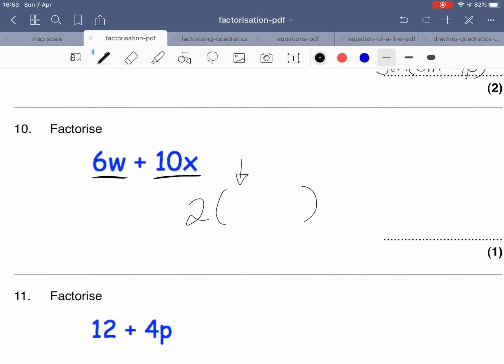Then 2 times the first bit. 2 times what is 6w? So we know 2 times 3 is 6, but you need the w. And this bit, 2 times what is 10x? So we need the 5. 2 times 5 is 10, and we need that x. And because there's a plus, we can put plus. So it's 2, 3w plus 5x.